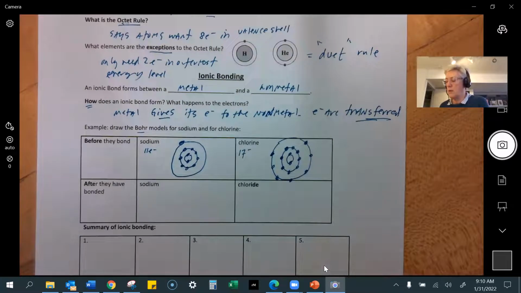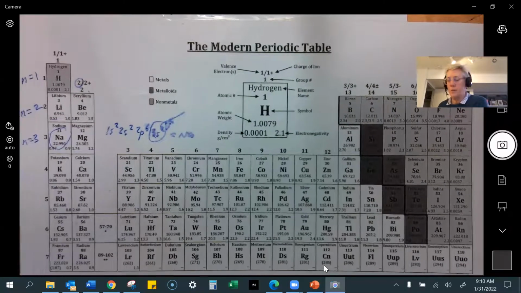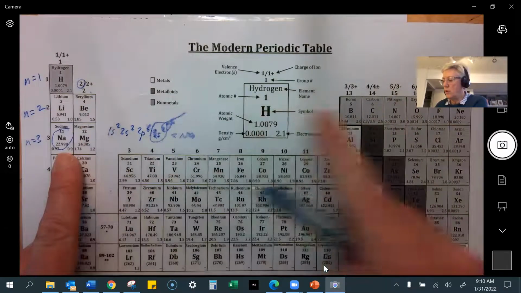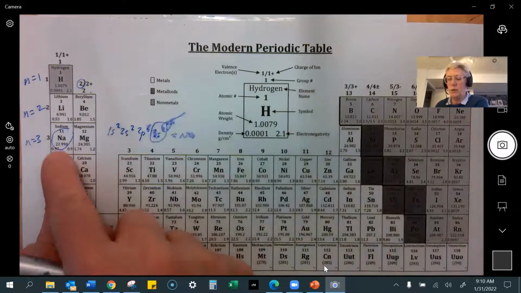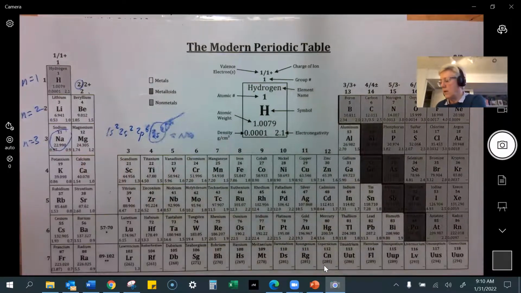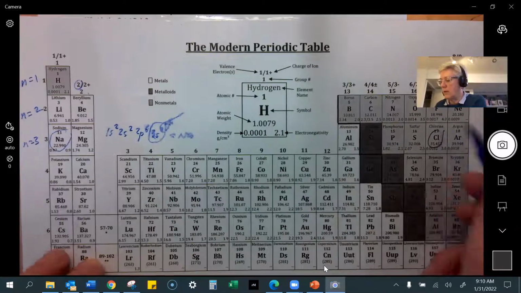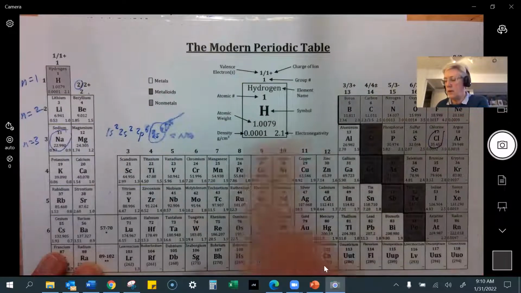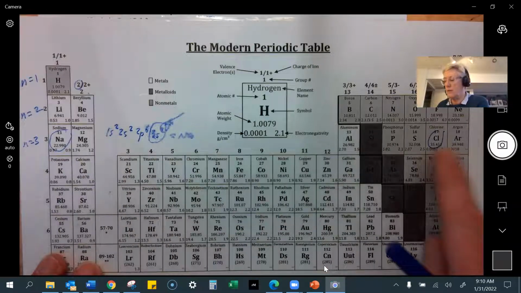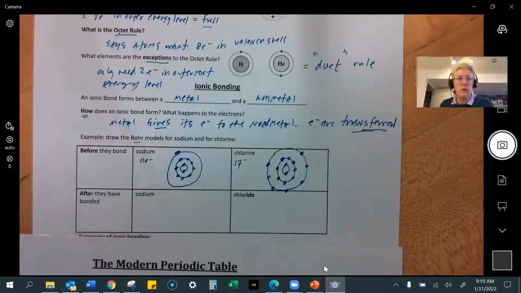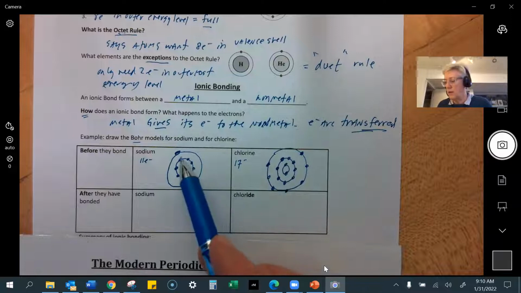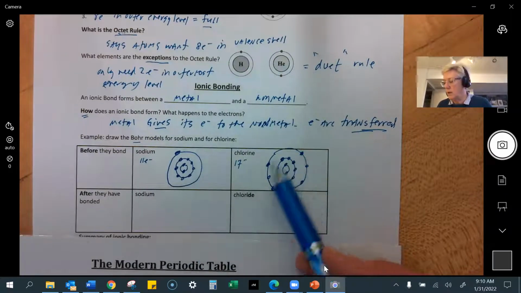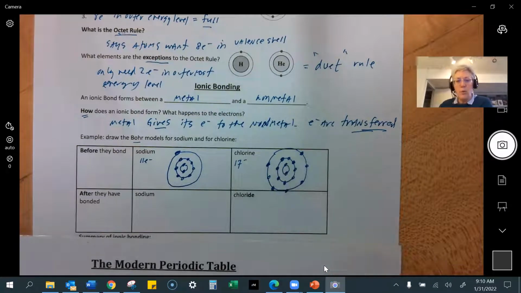So let's just look at our periodic table and I'll show you. All right, here's sodium. Energy level 1 has 2. Energy level 2 has 8. Energy level 3 has 1. And then chlorine is a nonmetal. Energy level 1 has 2. Energy level 2 has 8. And energy level 3 has 7. So that's what I was drawing right there. Okay, so before they bond, that's what they look like. This one does not have a full valence level. And this one doesn't have a full valence level either. They both want to have 8.